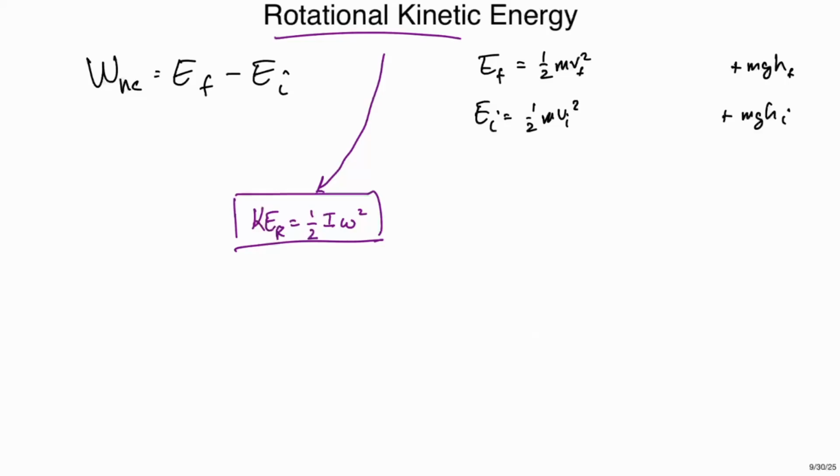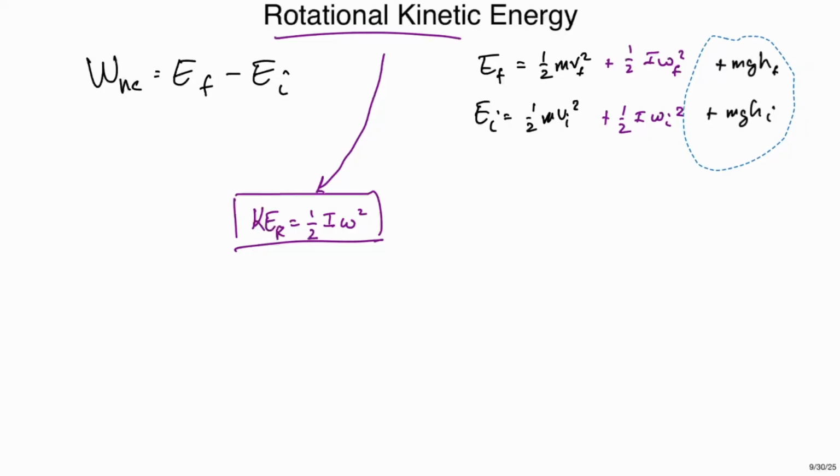You could tell that wasn't going to stay. So we have to add into our list 1/2 I omega final squared in this case, and then we would have to include 1/2 I omega initial squared into our consideration for what the energy initial and energy final are going to be. We'll do some examples of this in a second, but we need to make sure we understand the connection here.